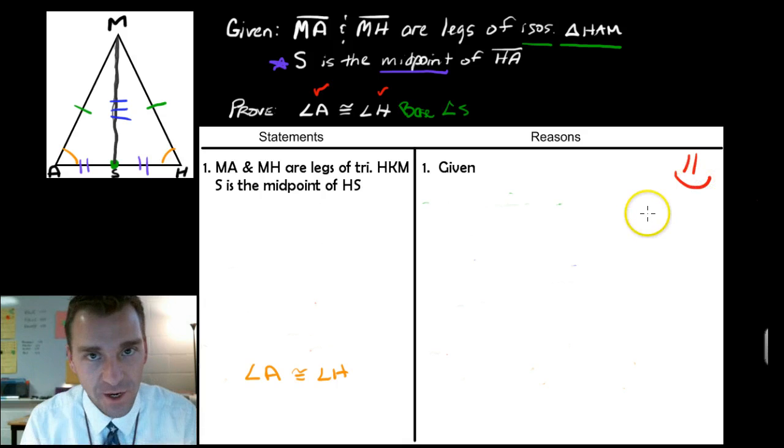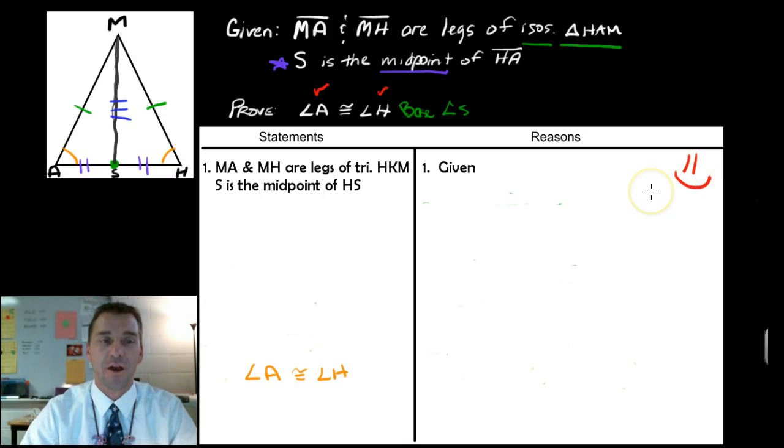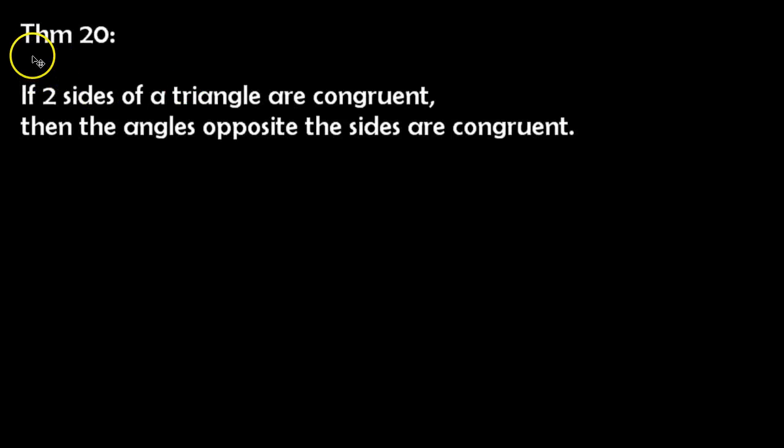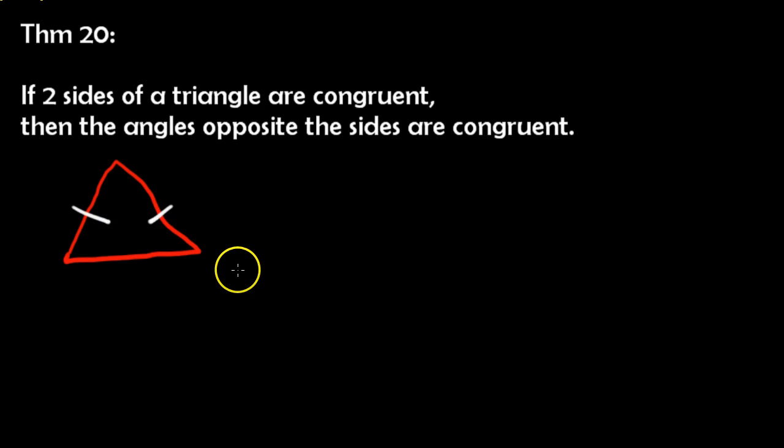And the only way that we can do it is by using the theorem that is in this section. Let me present to you the theorem first, and then I'll come back and show you how it fits in this particular proof. So here it is, Theorem 20. It says, if 2 sides of a triangle are congruent, and you should write this in your notes, if I have a triangle like this, with 2 sides congruent, like this side and that side.